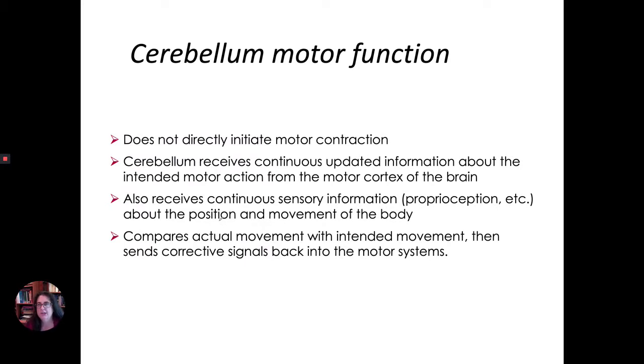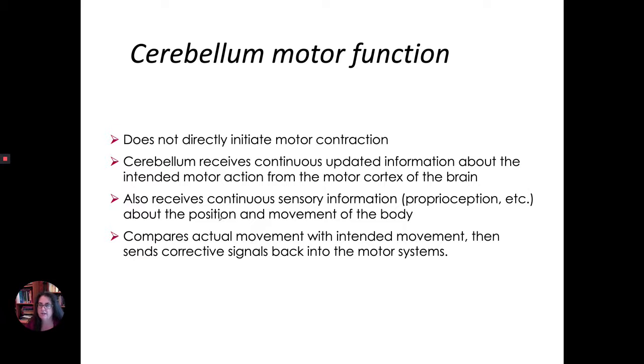Now, what's interesting to note is that the cerebellum does not directly initiate any motor contractions. So in other words, if you were to take an electrode and stimulate the cerebellum somewhere, you would not get a muscle to contract somewhere in the body. That's very different than what we see with our motor cortex. If you were to stimulate some part of the motor cortex, like the precentral gyrus somewhere, you would get muscles to twitch someplace. The cerebellum does not directly initiate any motor activity.